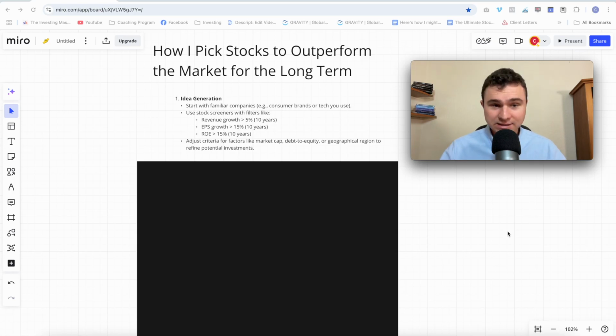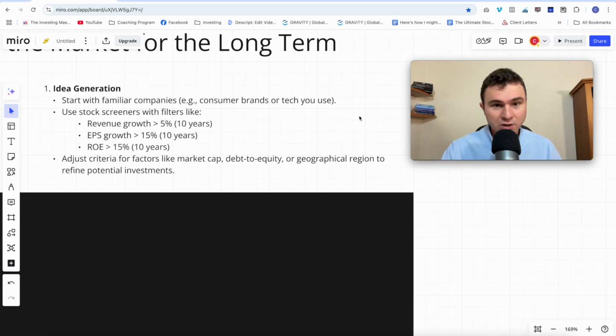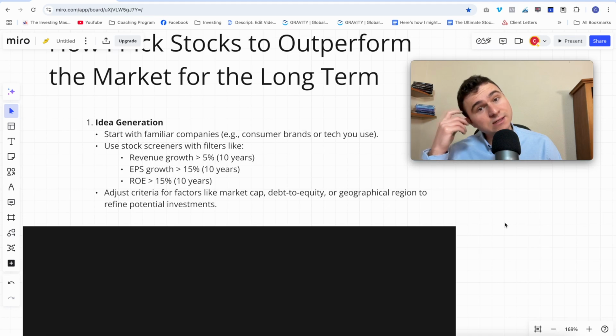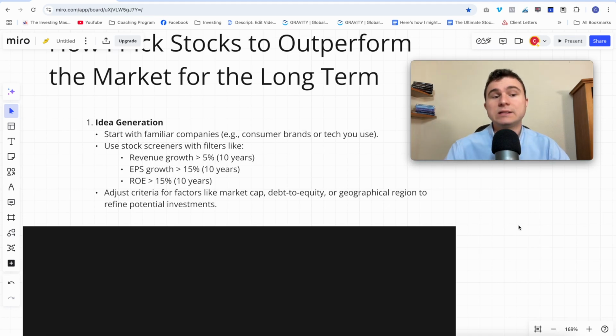Let's start. When you want to invest in stocks, when you want to outperform the market, if you want to beat the S&P 500, where do you start? You start by generating new ideas. Okay, where do you find ideas? That's a very good question. You can start with stocks that you are familiar with, the companies you use regularly.